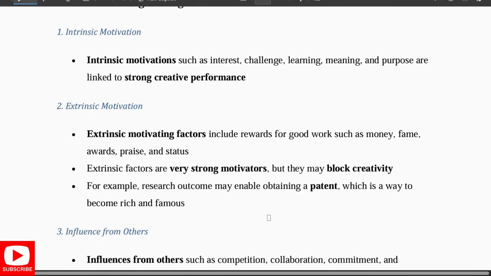Extrinsic motivation means factors where, if you do this research, you may get rewards for good work, such as money, fame, awards, prizes, or status. These are very strong motivators, but this type of extrinsic factor can block creativity, because you are forced to do something in order to get something. For example, a research outcome may enable obtaining a patent, by which you get money and become rich and famous. So these are the other end of motivation.